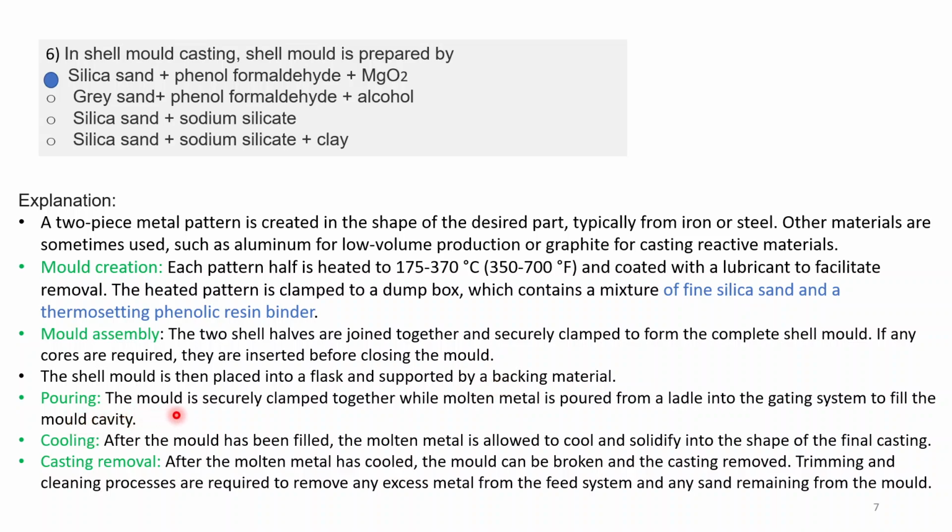Next you have pouring. The mold is securely clamped together while molten metal is poured from a ladle into the gating system to fill the mold cavity. Then cooling: after the mold has been filled, the molten metal is allowed to cool and solidify into the shape of the final casting. After it has cooled, the mold can be broken and the casting is removed. Trimming and cleaning processes are required to remove any excess metal from the feed system and any sand remaining from the mold.